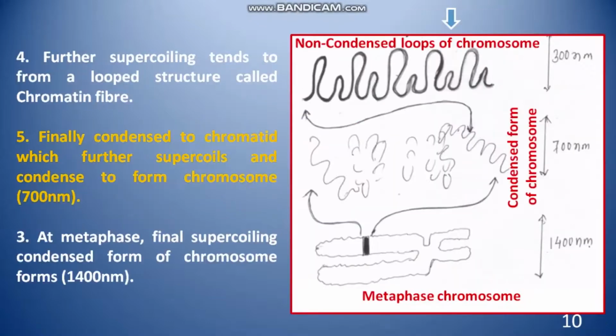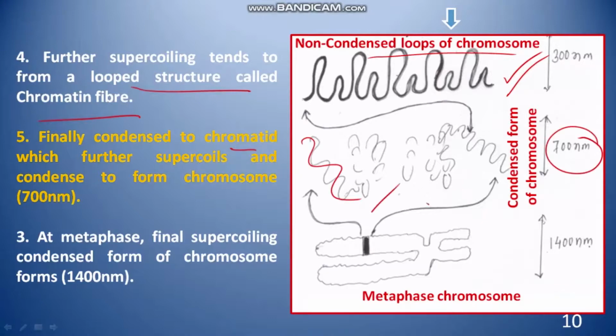And then finally further supercoiling takes place to form a looped structure called chromatin fiber. Then this chromatin fiber forms non-condensed loops of chromosome, which is 300 nanometer in length, and finally condenses to the chromatid. This is the chromatid, which further supercoils to form a chromosome of 700 nanometer. You can see here, they form 700 nanometer. And at metaphase, the final supercoiling forms the condensed form of chromosome, around 1400 nanometer.